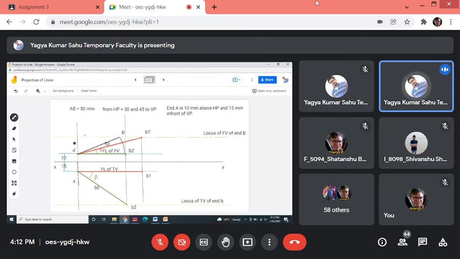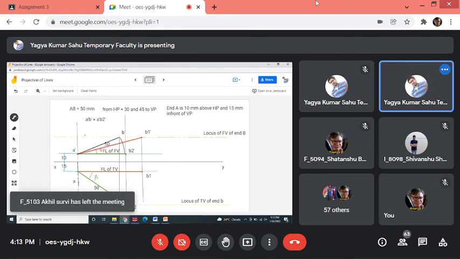What about the length A dash B dash? What is the length A dash B dash equal to? That length A dash B dash is equal to A dash B2 dash. Very good. Now drop a projector line from here. You can easily drop a projector line. Wherever the projector line cuts the locus line, what about the name of this particular point? Final B.